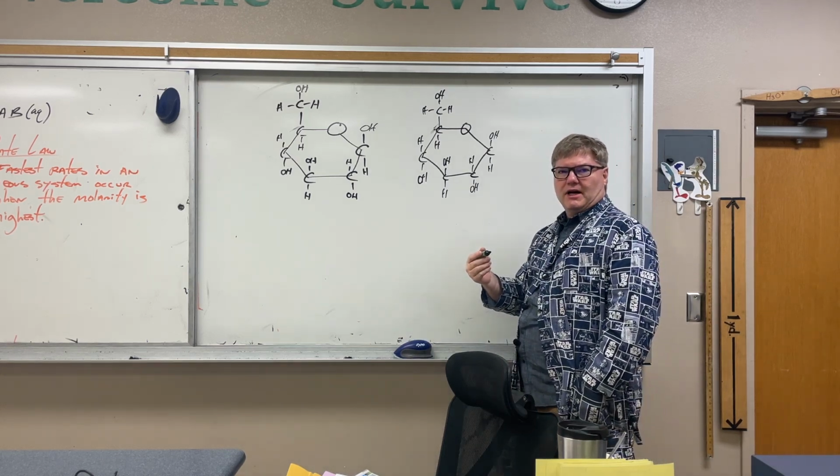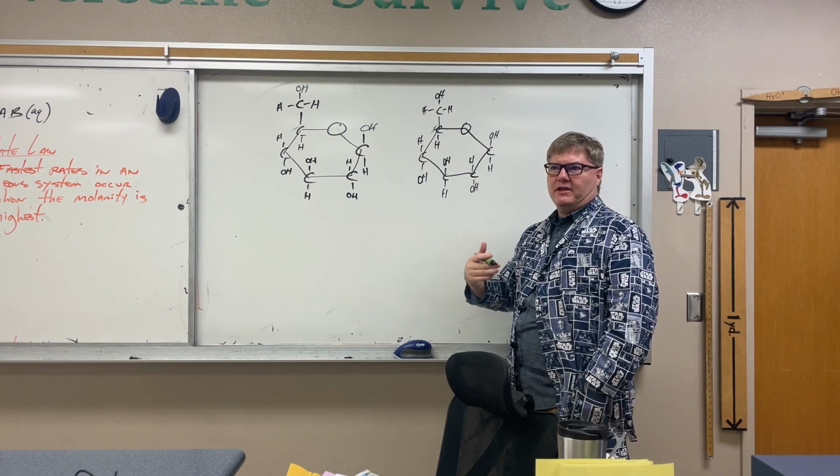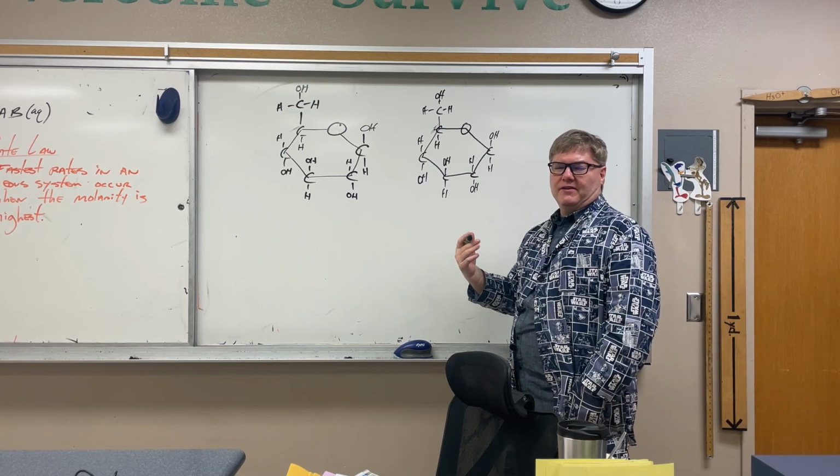Here's how they would be hooked up. And so plants would do this. Plants make the glucose from photosynthesis, and then they make the starch.